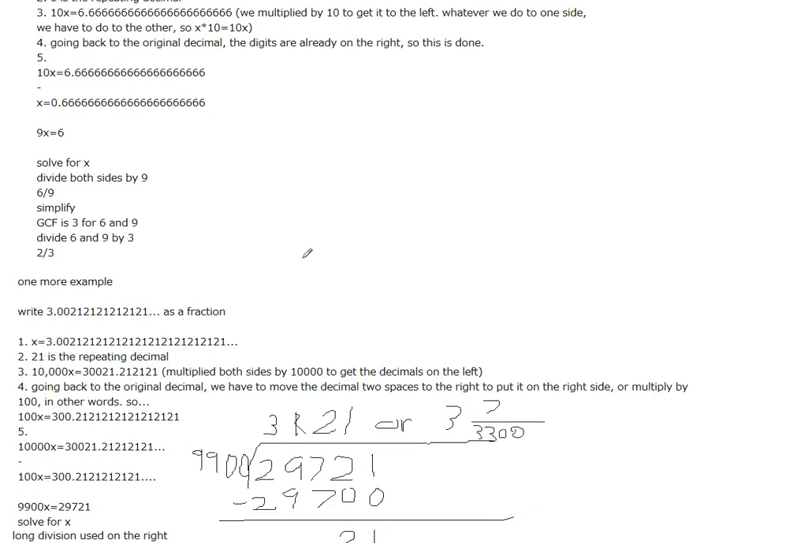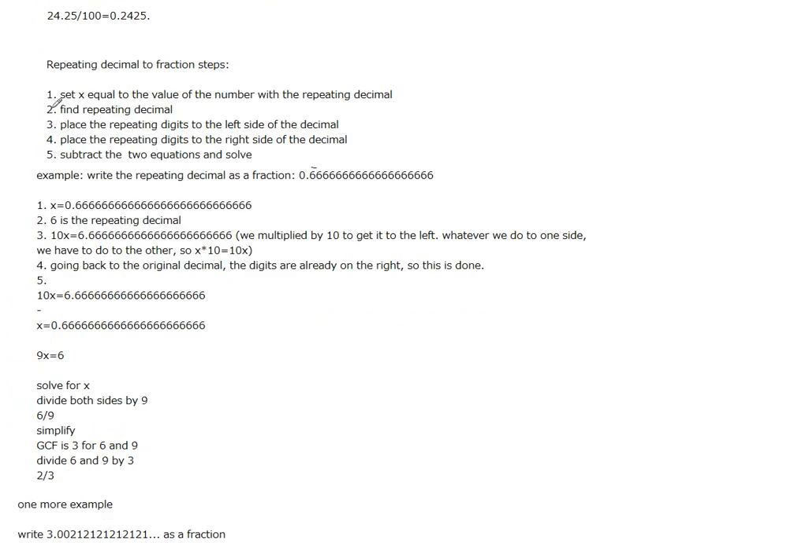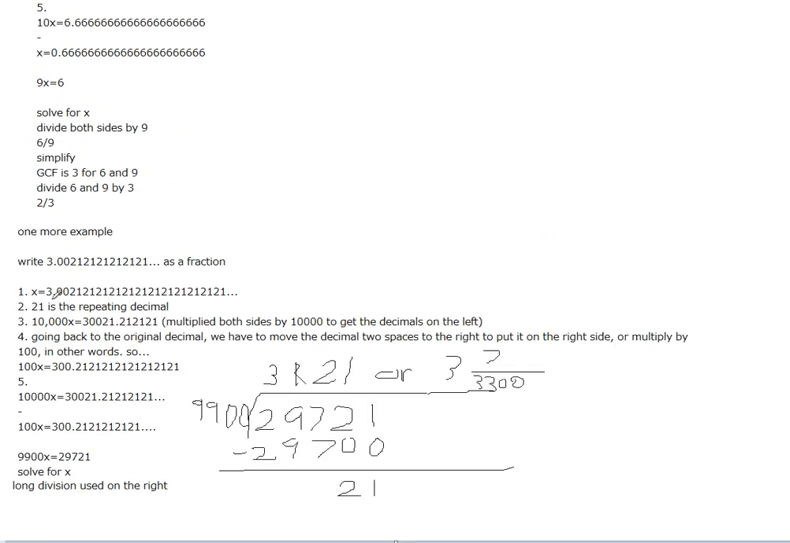So one more example. This one's a little bit harder. This is 3.0021212121. So we're going to write that as a fraction. Okay. So same steps as before. Set x equal to the value of the number with the repeating decimal. So we have x equals 3.00212121.